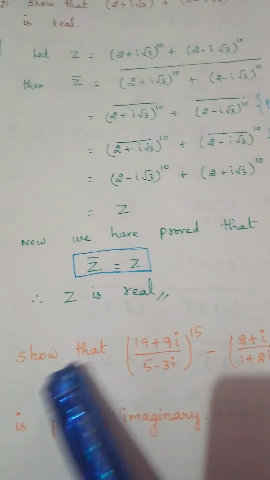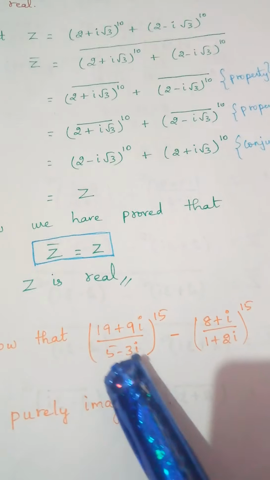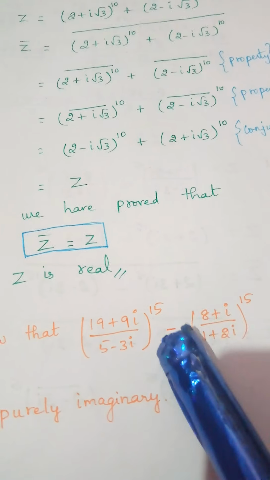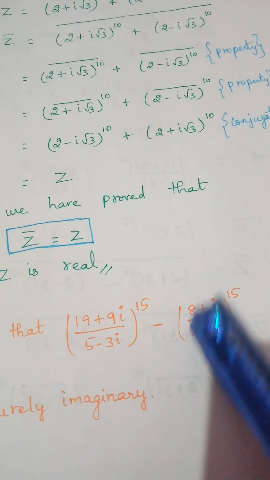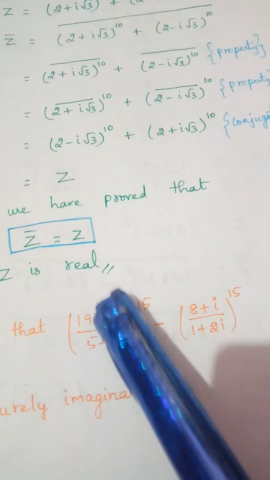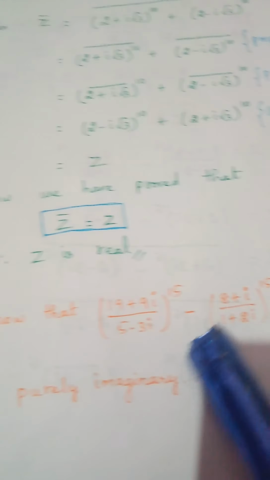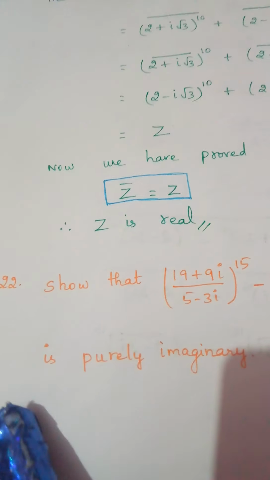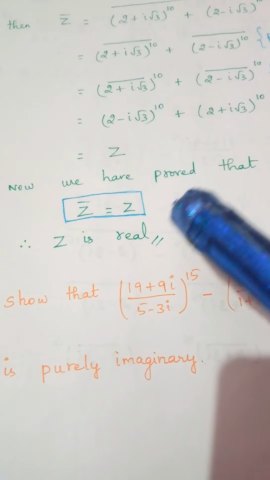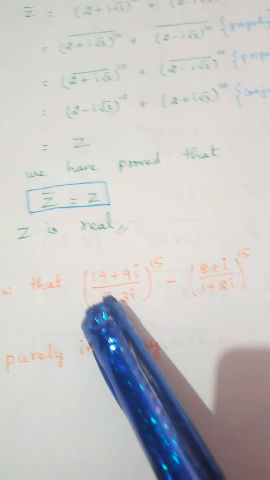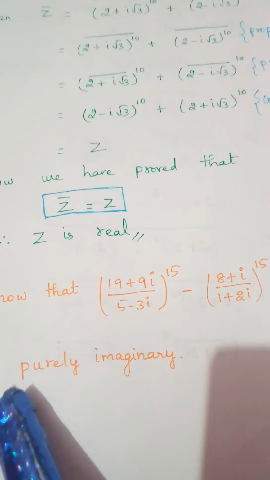It is given like this. Show that one complex number, with power 15, minus another complex number, where the numerator and denominator carry complex numbers, here also with power 15, is purely imaginary. In the previous problem we proved it is purely real. Now we are going to show that this is purely imaginary.